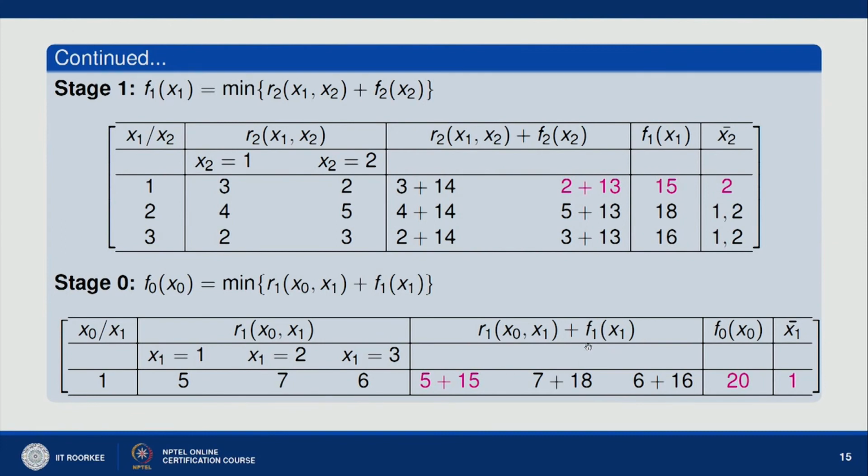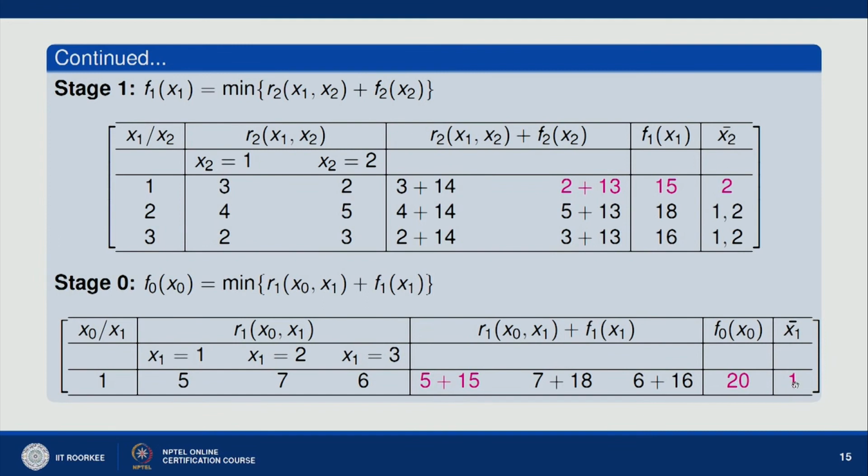And f1(x1) is the minimum value obtained in stage 1, which is 15, 18 and 16. So you add 15, 18 and 16. Now the minimum of these 3 will give f0(x0), which you have to find out. So the minimum is 20, and x1 equal to 1.